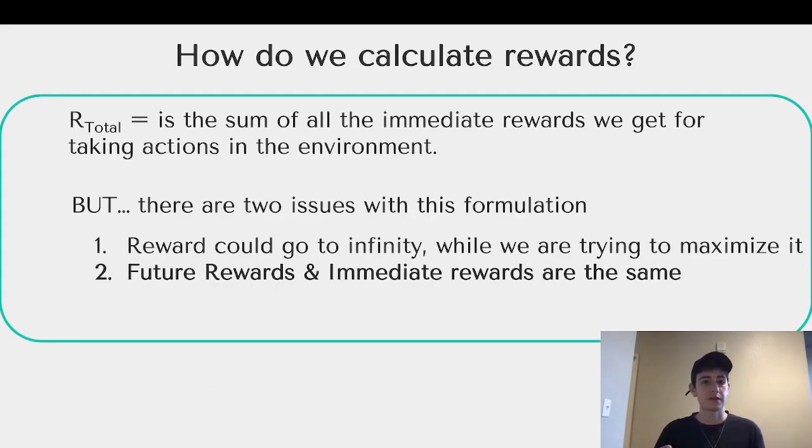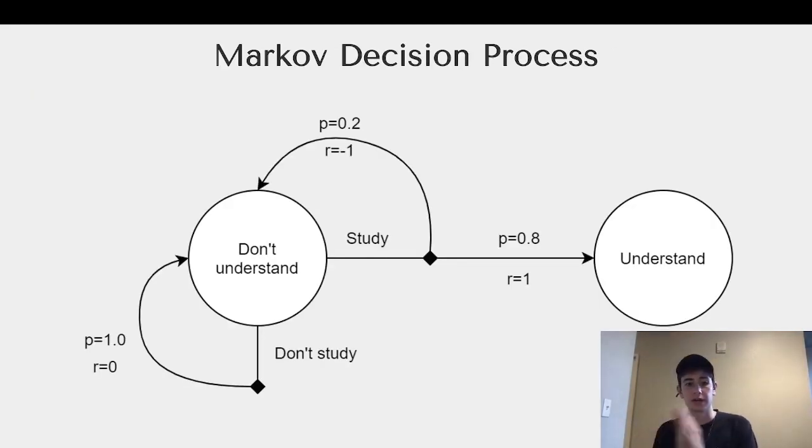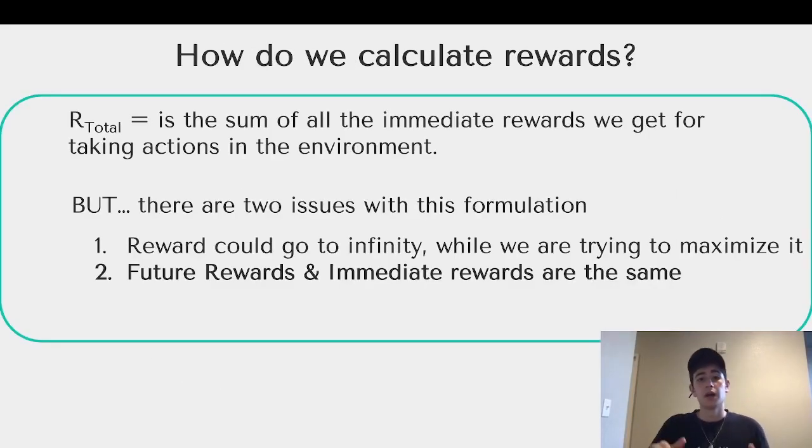So now the question arises, okay, we had these rewards, -1, 1, 0, but we might not want to have rewards 0, 1, 2, 3, 4. We might want to calculate them in a certain way. So the total reward number is the sum of all immediate rewards we get for taking actions within our environment. So that's just an R total number, the sum of all immediate rewards we get. But there are two issues with this formulation. The first one is rewards can go to infinity, and we're trying to maximize the amount of immediate rewards we can receive. And number two, immediate rewards and future rewards are weighted the same.